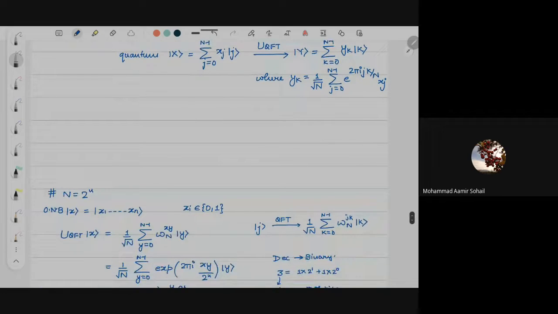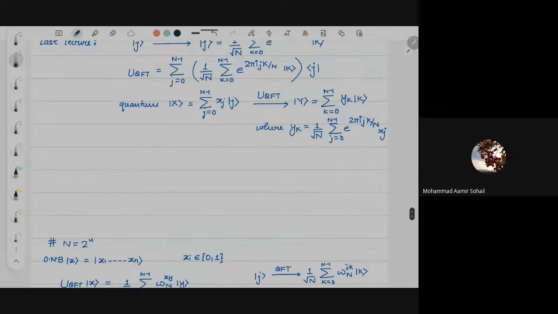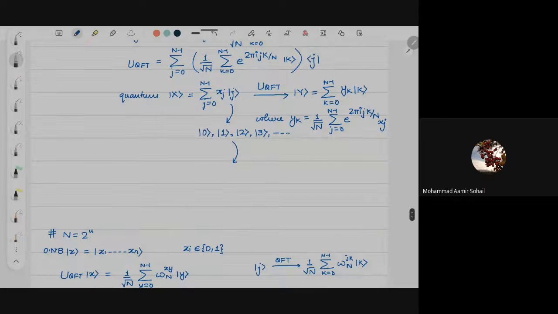And now I will do the same thing here. So here this x and all this, we can see the basis is written in the form of decimal: 0, 1, 2, 3. So now we will try to derive the state in the form of binary representation. So how to apply this quantum Fourier transform on the binary representation of this state.